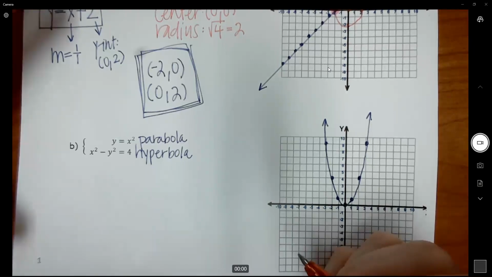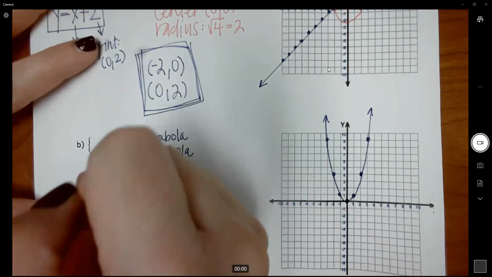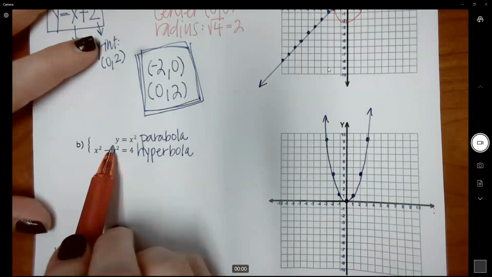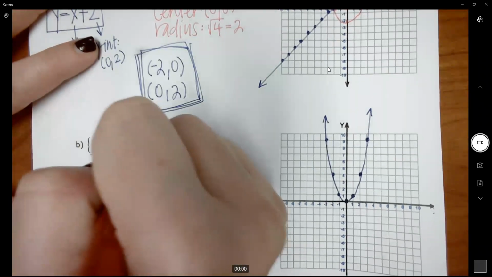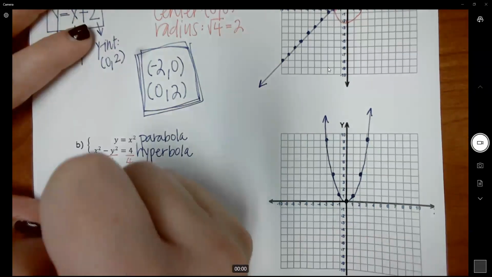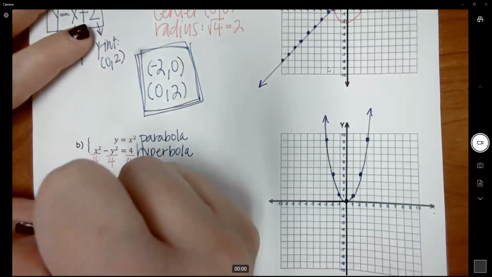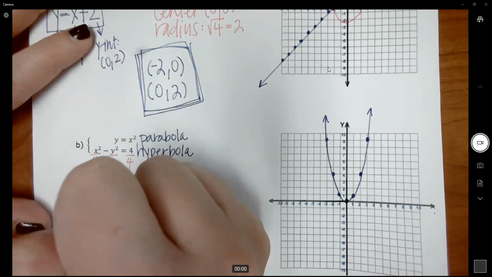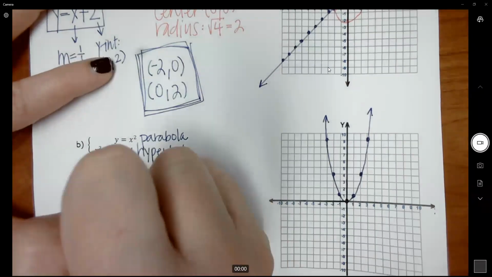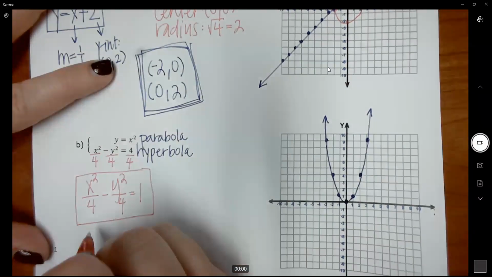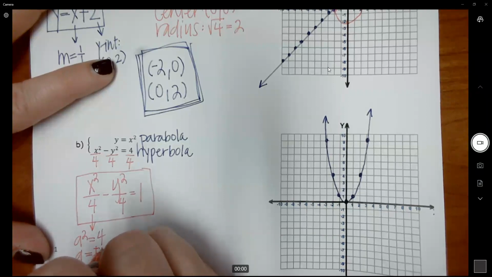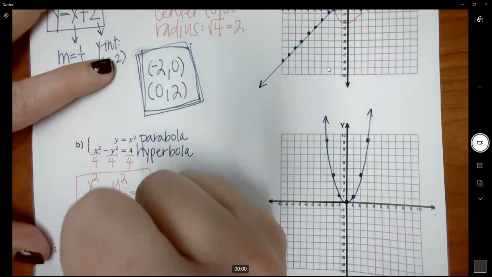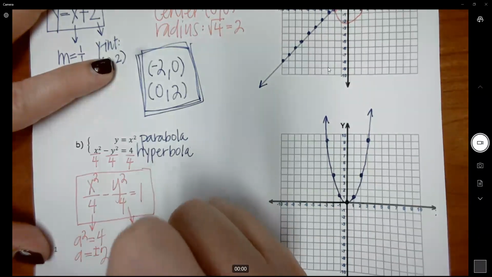My hyperbola, though, we do need to do some work on this. To have this in standard form, I need this to equal 1. So we're going to divide everything by 4. So this is x squared over 4 minus y squared over 4 equals 1. This tells me a squared is 4, so a is plus or minus 2. My b squared is the same.